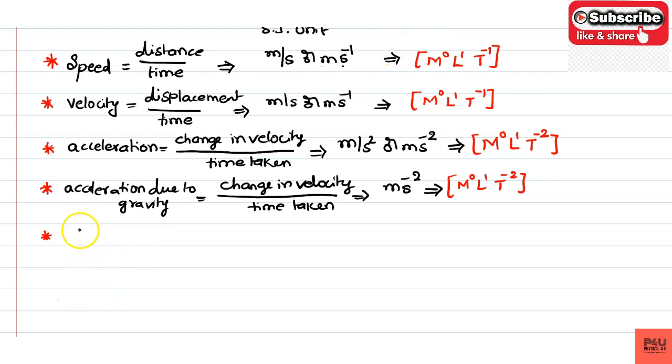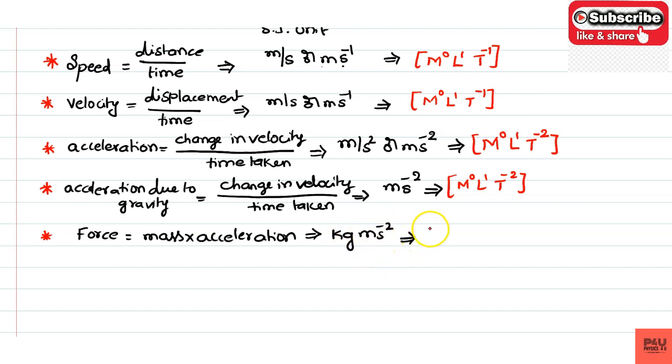Force. We know that according to Newton's second law, force is equal to mass into acceleration. The unit of mass is kg. The unit of acceleration is meter per second square. So that we'll get the dimensional formula like this. So this only we are calling as Newton.